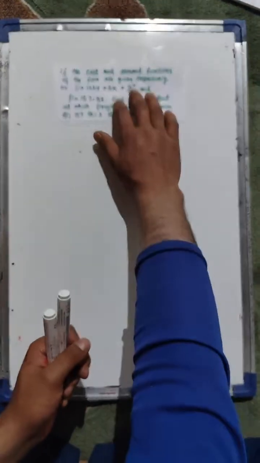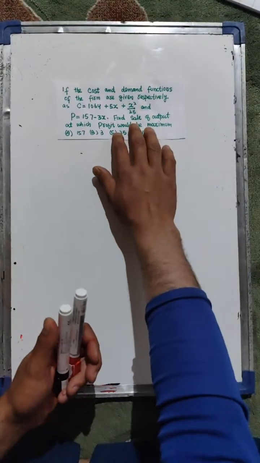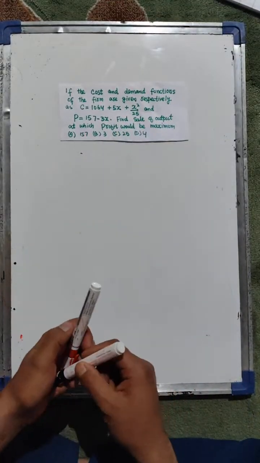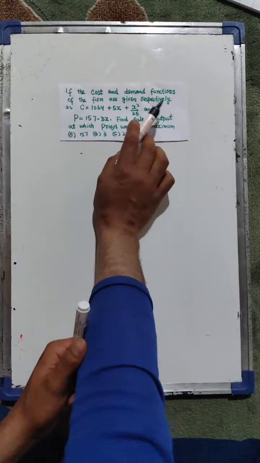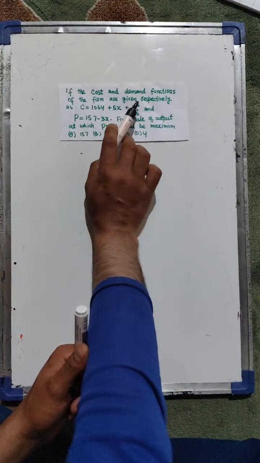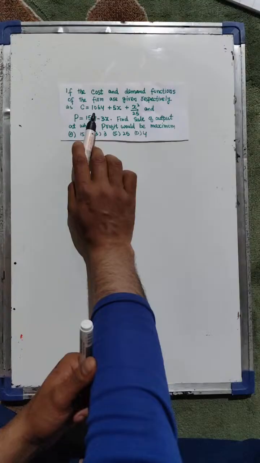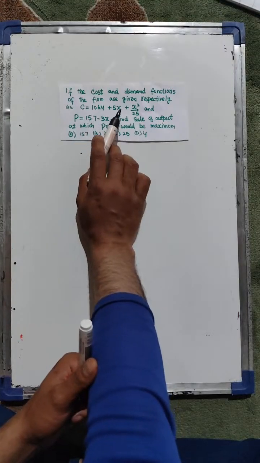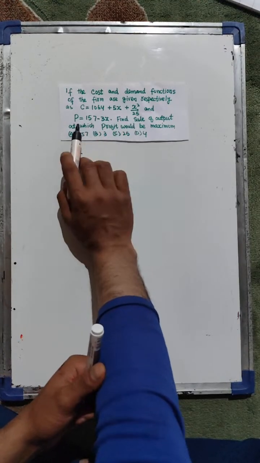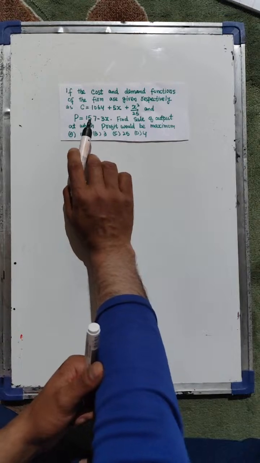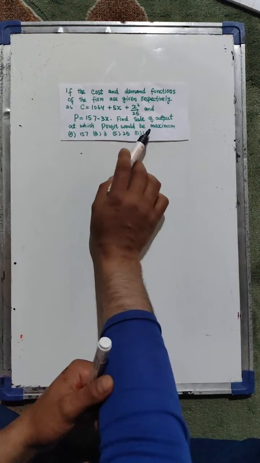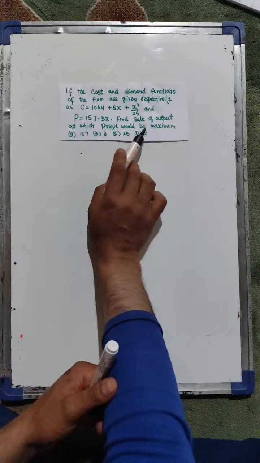Okay, now we have another question. Let me take another question. The question is, if the cost and demand functions of the firm are given respectively as C is equal to 1064 plus 5x plus x square upon 25, and demand function is P is equal to 157 minus 3x, find the sale of output at which profit would be maximum.